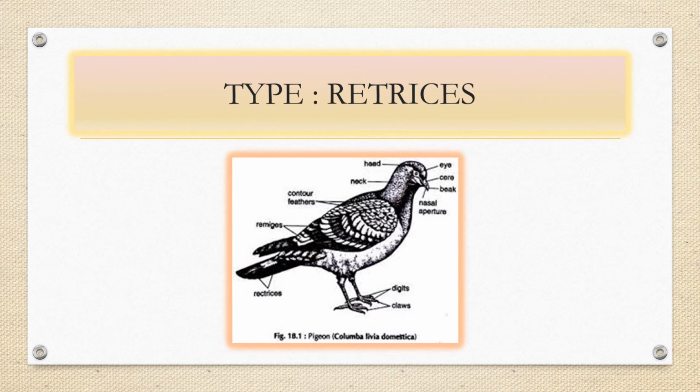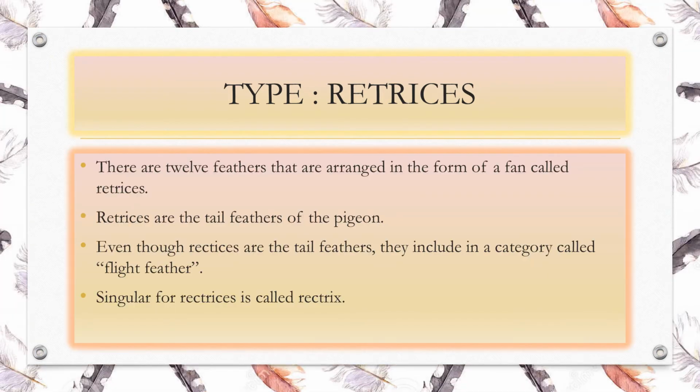Rectrices. This picture shows where the rectrices are located, which is the tail. There are 12 feathers arranged in the form of a fan called rectrices. Rectrices are the tail feathers of the pigeon. Even though rectrices are the tail feathers, they are included in the category called flight feathers. The singular for rectrices is rectrix.